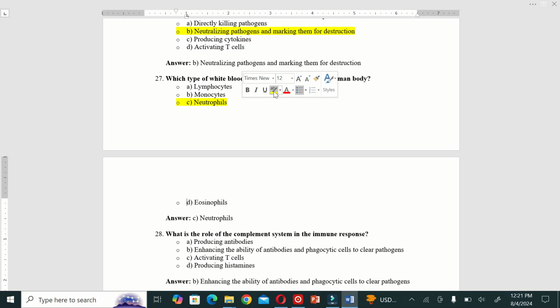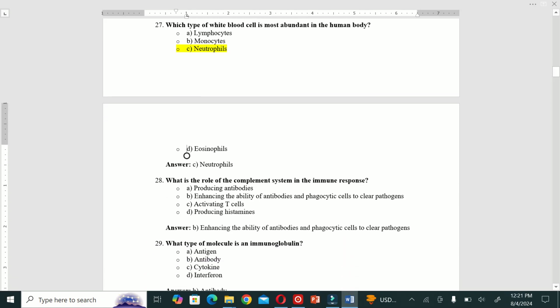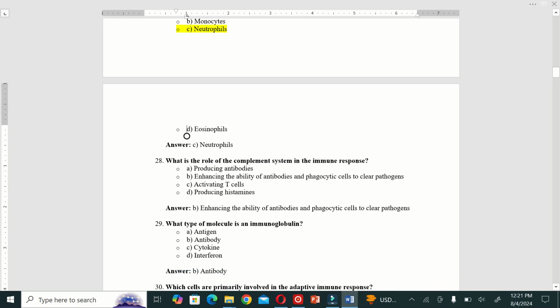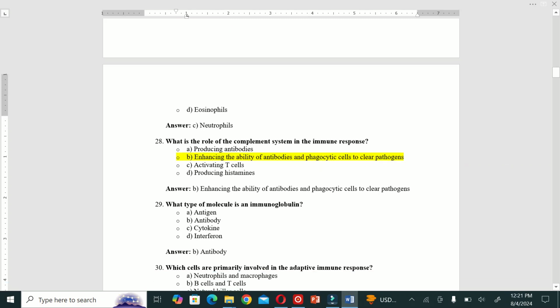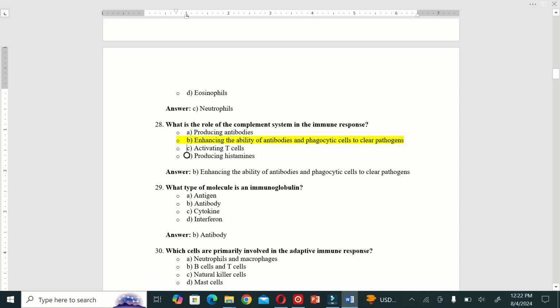The next MCQ is: what is the role of the complement system in the immune response? A. Producing antibodies. B. Enhancing the ability of antibodies and phagocytic cells to clear pathogens. C. Activating T cells. And D. Producing histamine. So the correct option is B. Enhancing the ability of antibodies and phagocytic cells to clear pathogens.